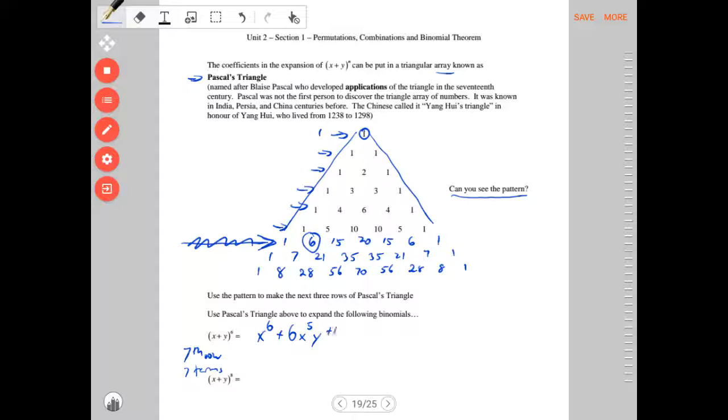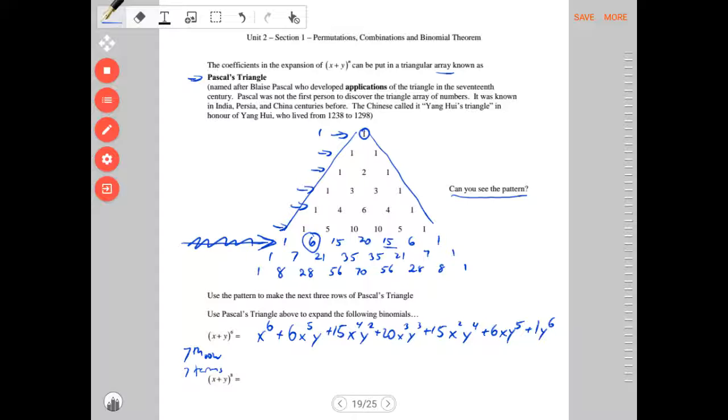Okay, the next one is going to be 15, x's go down, x to the 4th, y squared, plus 20 x to the 3, y to the 3. Now we're on the 15, so plus 15 x squared y to the 4th, plus 6 x y to the 5th, plus 1 y to the 6th. So we can use Pascal's triangle to expand these binomials to whatever exponent we want.